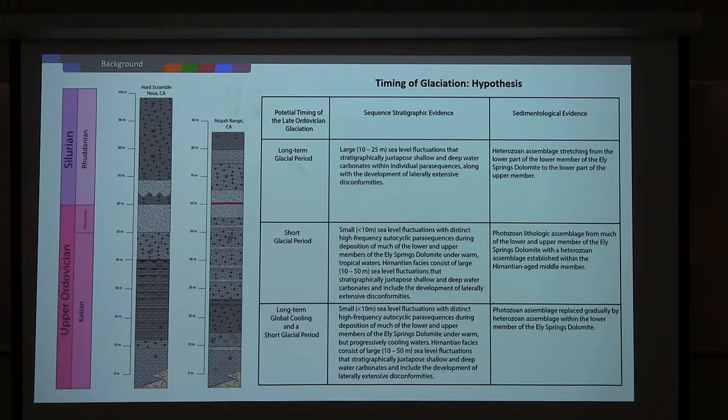The third hypothesis would be that we have a long-term global cooling. So in this case, we don't have long-term glaciation, just a cooling period with a short glacial period. In this case, we'd expect to see evidence of cooling throughout the Cottian and becoming the most cold when we have the apex of glaciation in the Hirnantian. Here we would expect small, less than 10 meter sea level fluctuations, grading up into larger 10 to 25 meter sea level fluctuations throughout the Cottian and as we approach the Hirnantian. We'd also expect to see the photozoan carbonate grain assemblage, or warm water carbonates, grade upwards into the heterozoan carbonate grain assemblage as we move towards the Hirnantian.